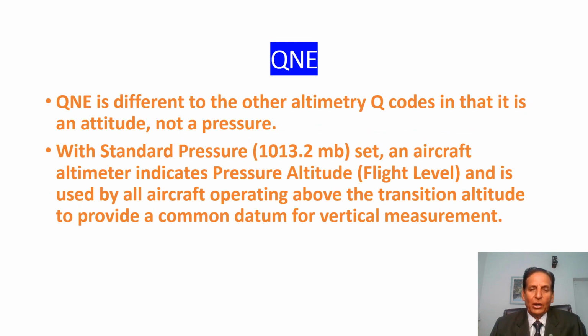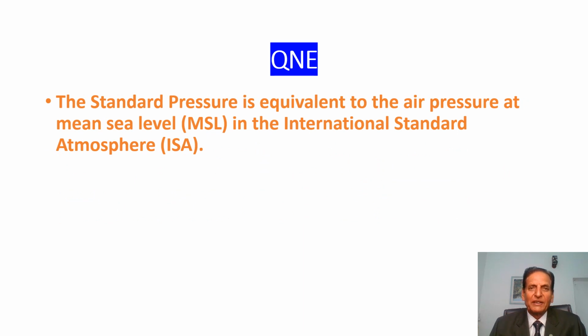Let's have a look at the QNE now. QNE is different to the other altimetry Q codes in that it is an altitude and not a pressure. With standard pressure, that is 1013.2 millibar set, an aircraft altimeter indicates pressure altitude, flight level, and is used by all aircraft operating above the transition altitude to provide a common datum for vertical measurement. The standard pressure is equivalent to the air pressure at mean sea level in the international standard atmosphere.